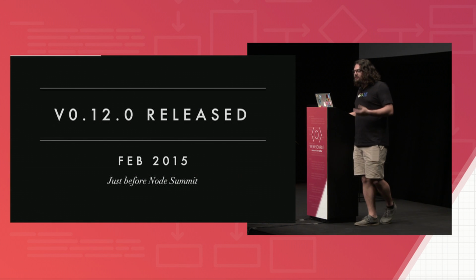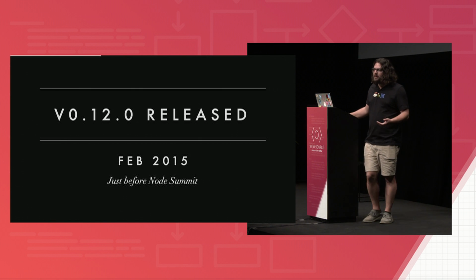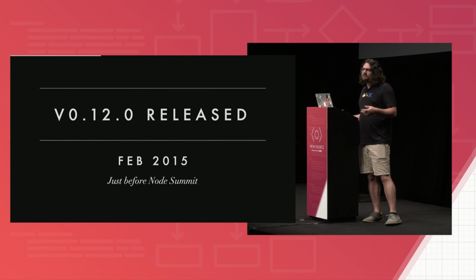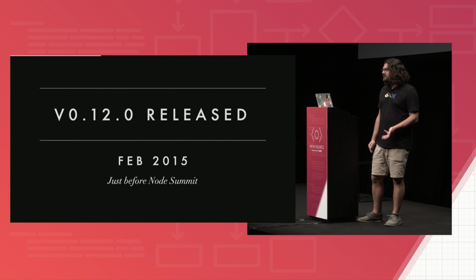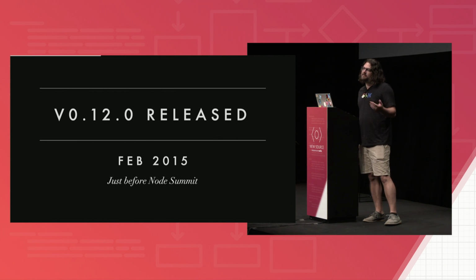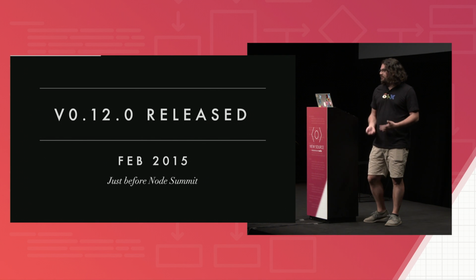Version 0.12 was released February of 2015, right before Node Summit, which was a conference that was held in San Francisco. Version 0.12 did not have a lot of the things that were happening in the I/O branches, but it did have some new INTL features and an upgraded V8. V8 is the JavaScript engine that's embedded in Chrome, and it's also the JavaScript engine that we use in Node. And that was another reason why the fork happened.